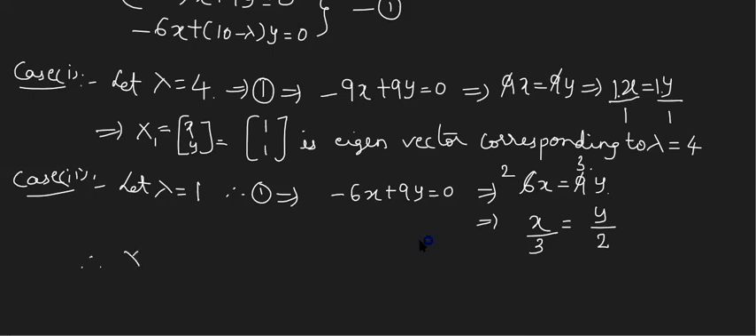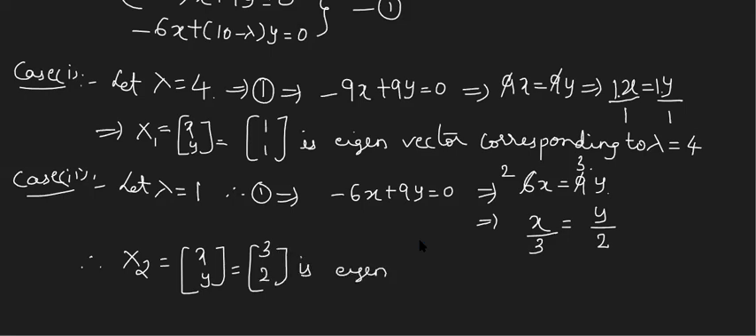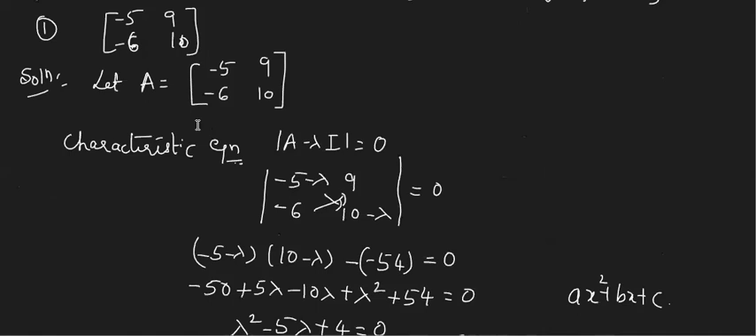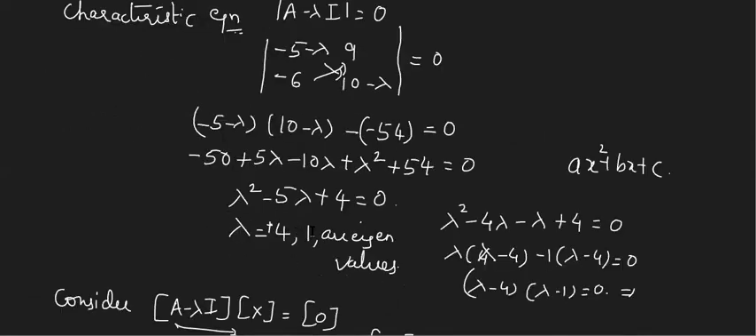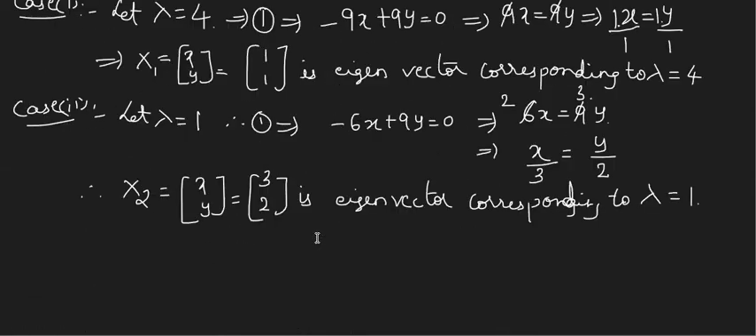Therefore, we write x2 as xy. Tell me what is the value of x we have got in this case? 3 and 2. This is called as eigenvector corresponding to what? Lambda equal to 1. Done. So, given matrix is of order 2. So, we are getting 2 eigenvalues and 2 eigenvectors.